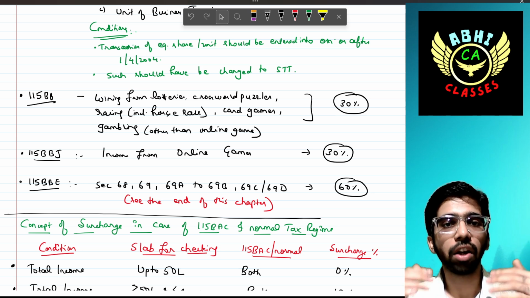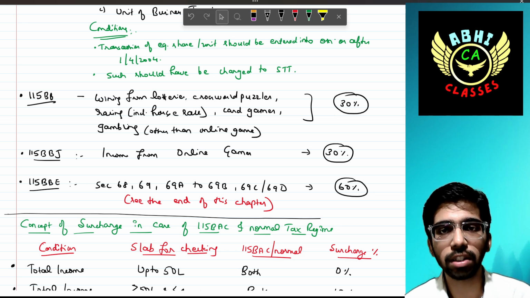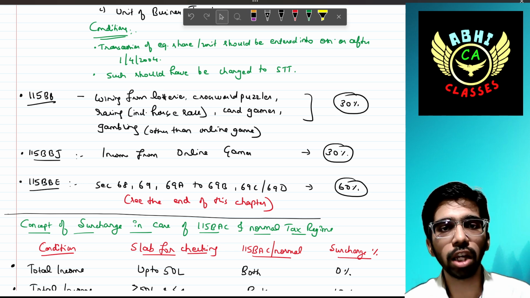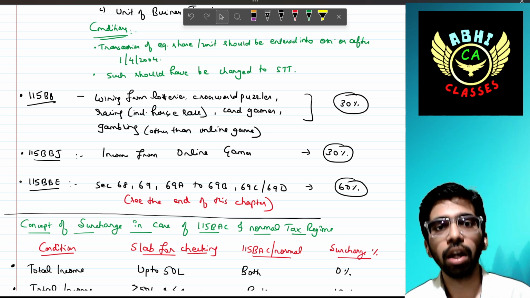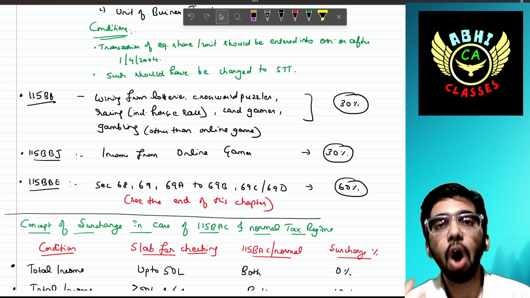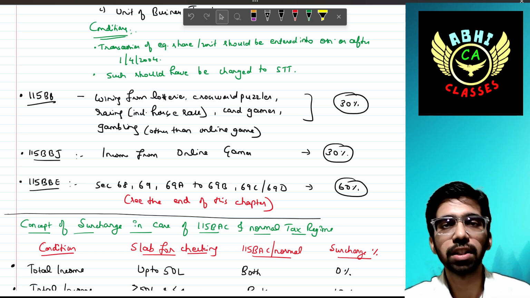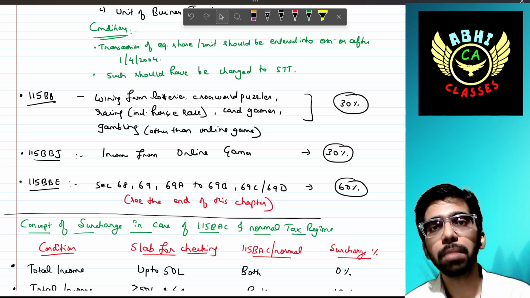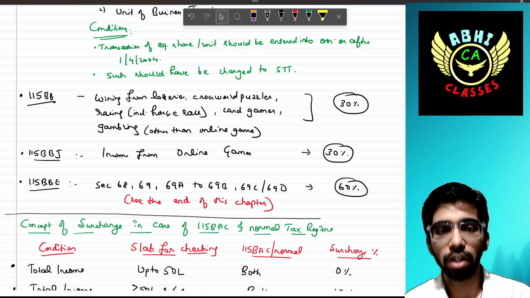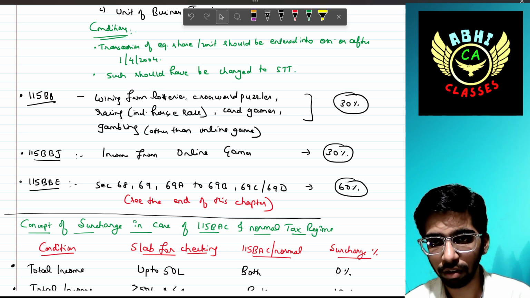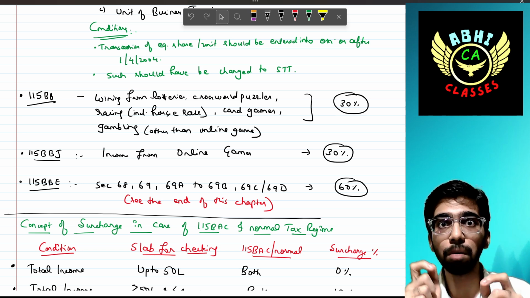Then horse racing, including horse race, card games, and gambling, other than online games, because online games are mentioned in the next section. That is 30%. Next, 115BBJ, income from online games, that is PUBG or something else, I don't know the name, 30%. Next, 115BBE, sections 68, 69, 69A, 69B, 69C, 69D. That is a flat rate of 60%.